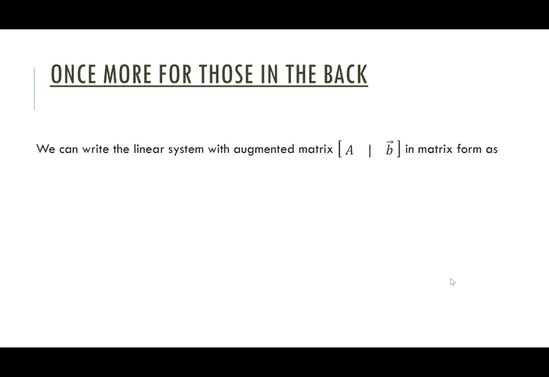So once more for those in the back, you can write a linear system with augmented matrix A and vector B, where A is the coefficient matrix and B is the right-hand side. You can write it in matrix form as A times the solution vector equals B. And there we go.